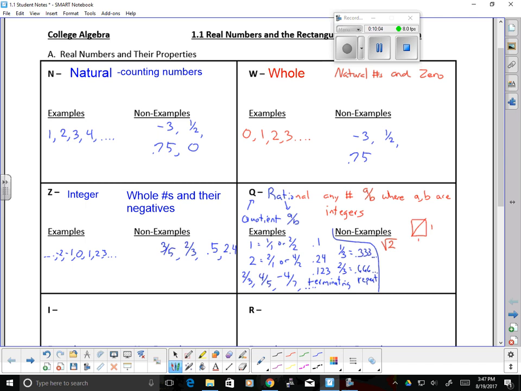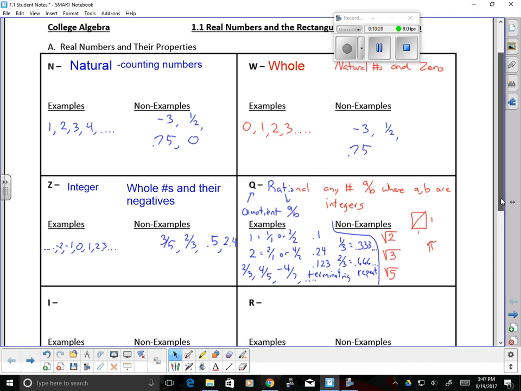So this is what would be called an irrational number. And any radical that doesn't have a perfect square root, that's an irrational number. It cannot be written as a fraction. So those are good examples. There's also other numbers like pi that are irrational. They don't have a decimal that terminates or repeats. It just goes on and on and on. Okay? All right, almost done.